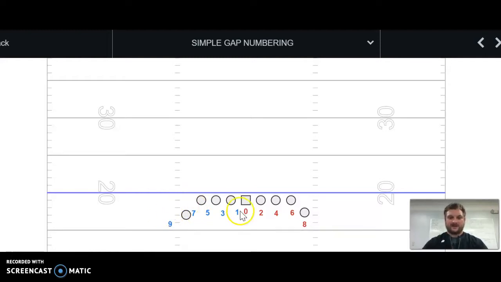So again, these plays will be 31, 33, 35, 37, 39 because they're on the left-hand side. These plays will be a 20, 22, 24, 26, and 28 because they're on the right-hand side. If we were to flip that, you would simply add a 3 to these numbers to get them on the left-hand side, and a 2 to these numbers to get them on the right-hand side.